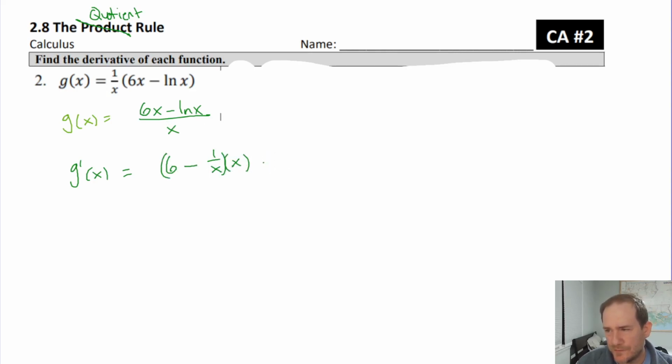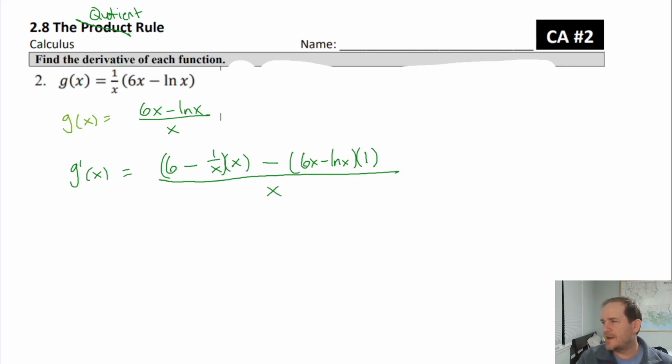Now quotient rule, so we're subtracting, and I want the whole numerator, 6x minus ln x. And then I want the derivative of the bottom, which is literally just a 1. And then the whole mess should be over x. Now I would say maybe this was a bad idea because we now have a fraction within a fraction, but we pretty conveniently now have a factor of x that you just distribute that in.